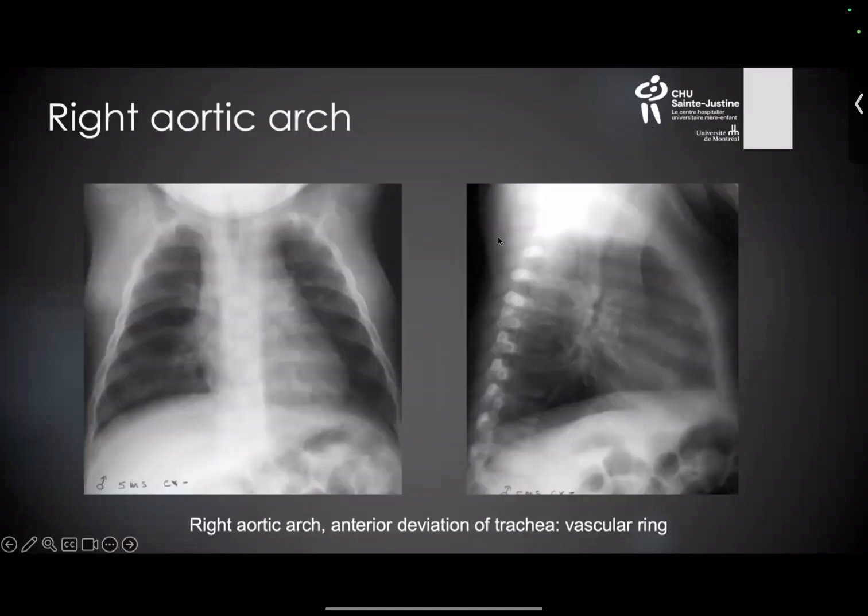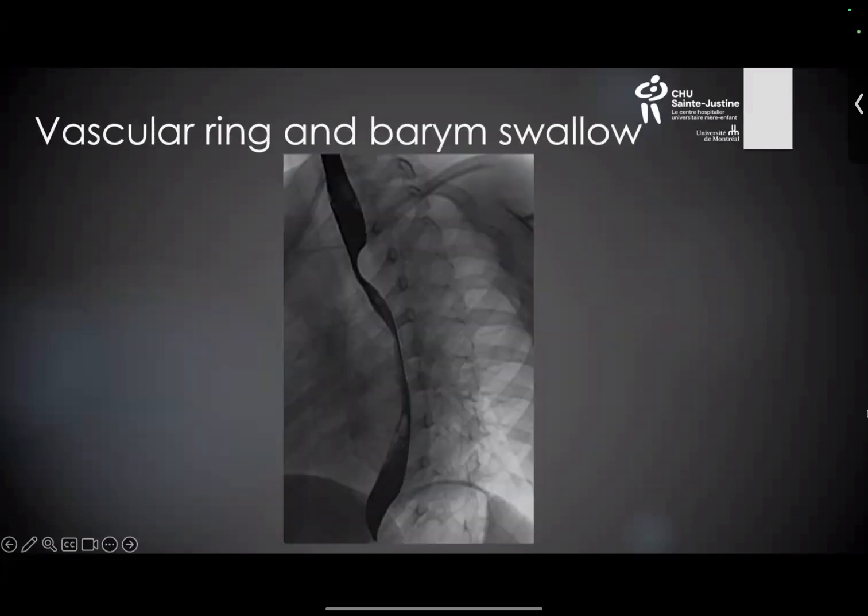So here is another example of a right aortic arch. You see here that your trachea is deviated to the right for the right aortic arch. And here you see that your trachea is deviated anteriorly because of the vascular ring. On a barium swallow, you will see that the abnormal vessel of the vascular ring will make an impression on the esophagus, behind the esophagus.